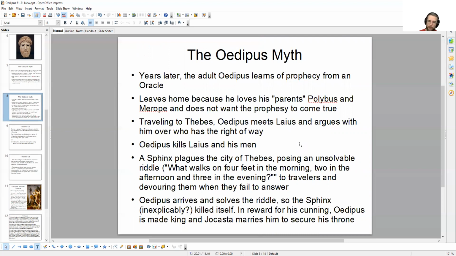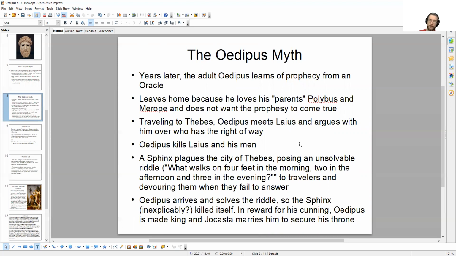And it does so by posing an insoluble riddle. It asks every traveler, what walks on 4 feet in the morning, 2 in the afternoon, and 3 in the evening? If they fail to answer correctly, as all of them have failed up until this point, the Sphinx kills them. Now, Oedipus arrives, solves the riddle, and the Sphinx kills herself.